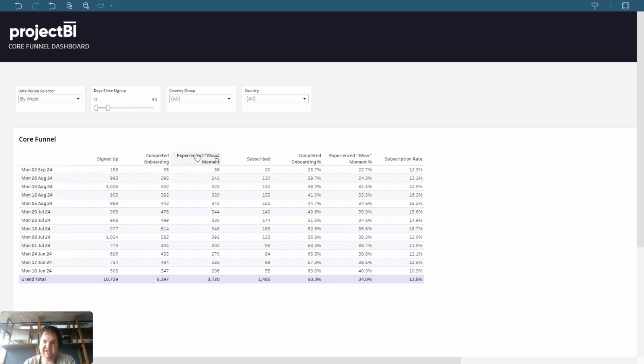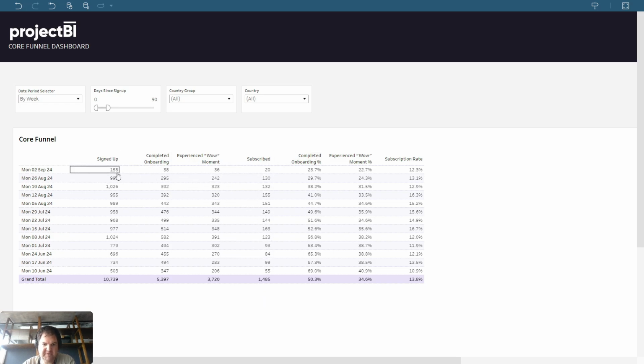Experience the wow moment. This is very critical. Each product should have a wow moment. It's when the user experiences the value of the product, of the service. And subscribed indicates when the user actually entered their credit card and moved on to a paid plan. Now, different SaaS products will have different core funnels, but these are very common steps in the core funnel.